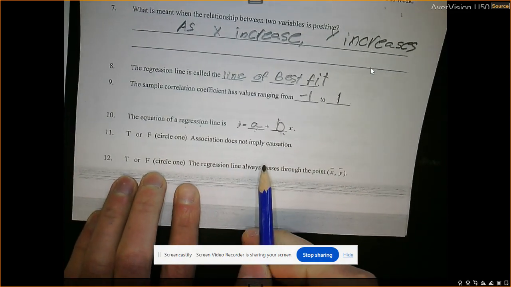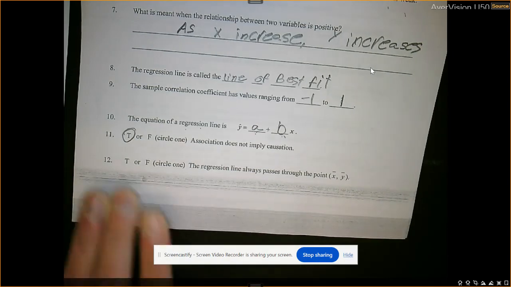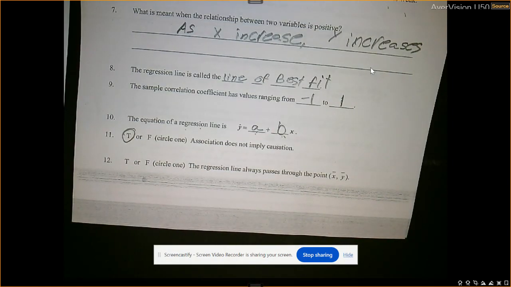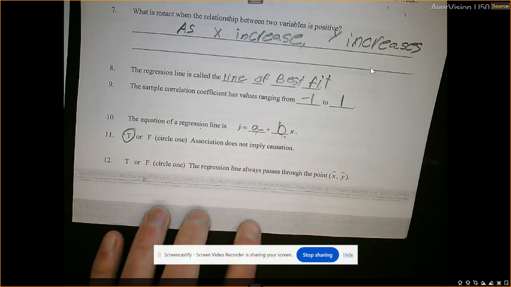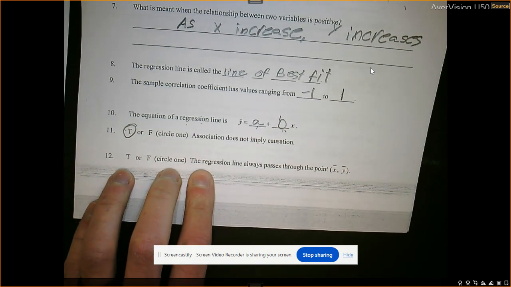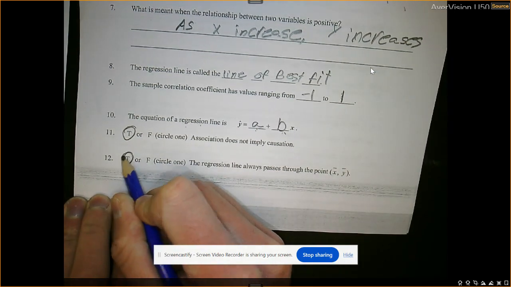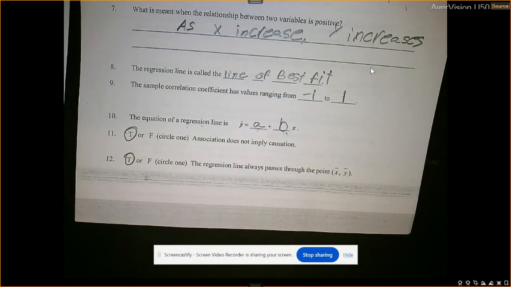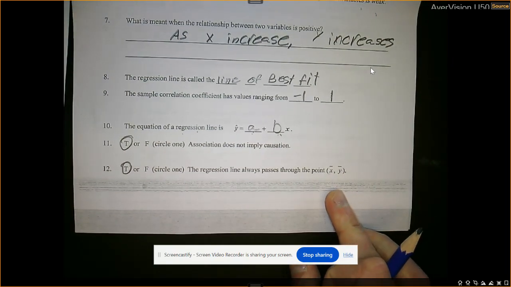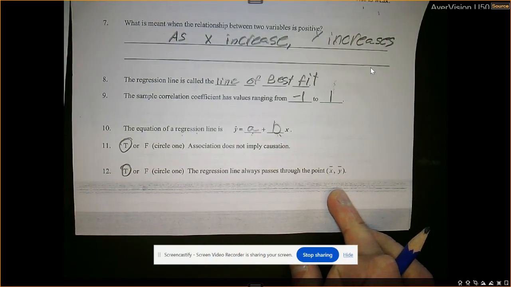Association does not imply causation. We do say that is true. We cannot say association implies causation because we don't know what is causing the association. The regression line always passes through the point x bar, comma y bar. That is true. The mean of your x's, comma the mean of your y's will always be a point on your regression line.